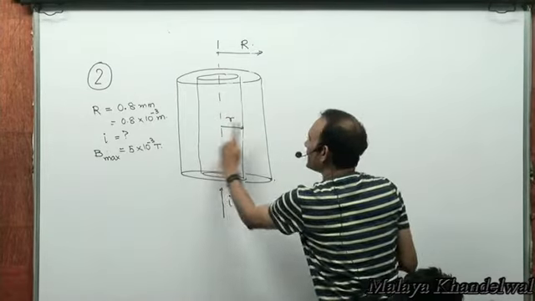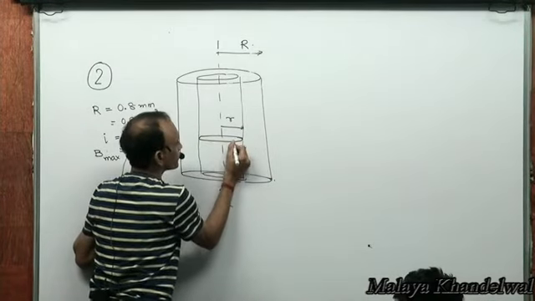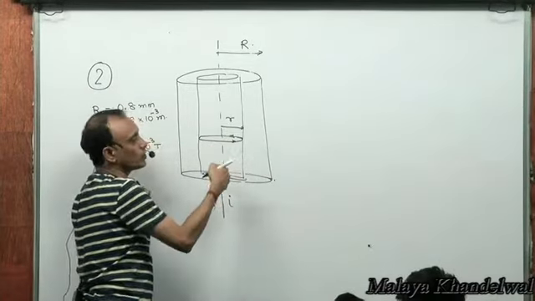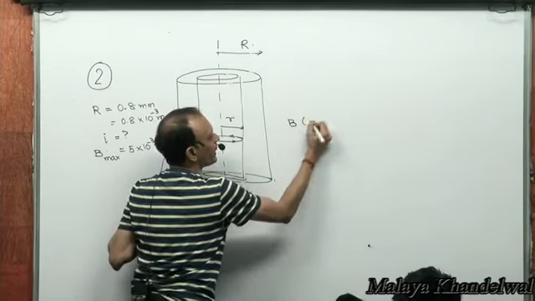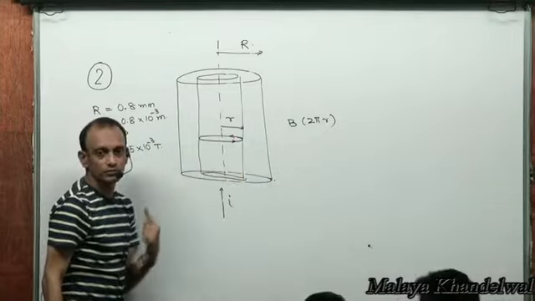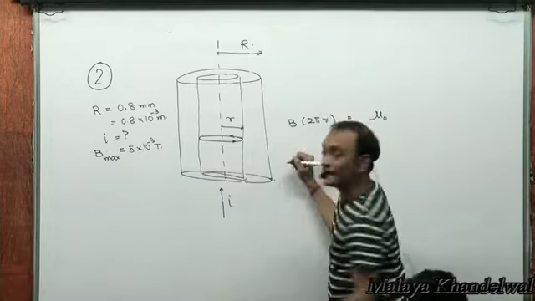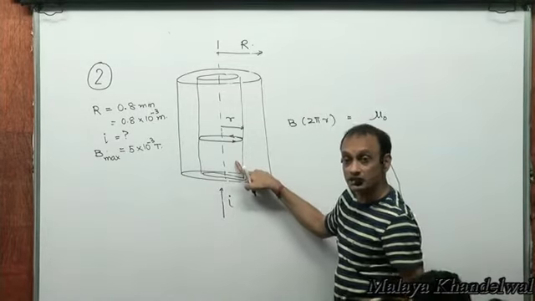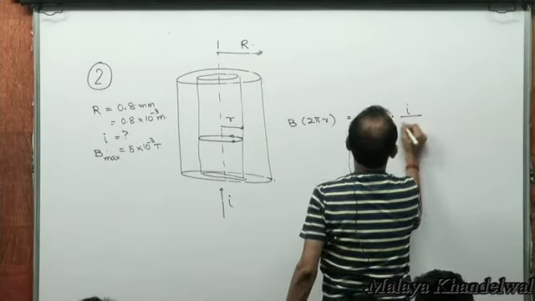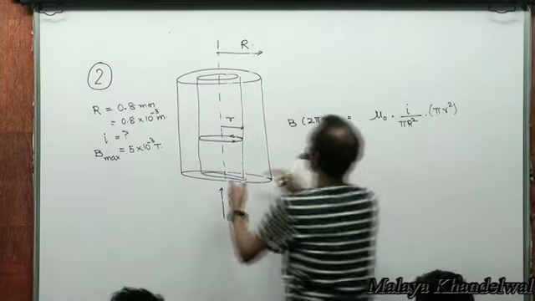So the B dot dl, if I choose a loop like this, and I do a B dot dl this way, what would that be? B into 2 pi r. That will be the sum of all the B dot dls through this loop, and that must be equal to mu naught times I enclosed, the current inside this. So that's going to be I by pi r squared into pi r squared. Yes or no? That's the current through this.